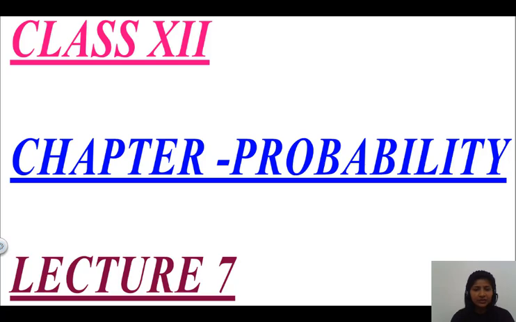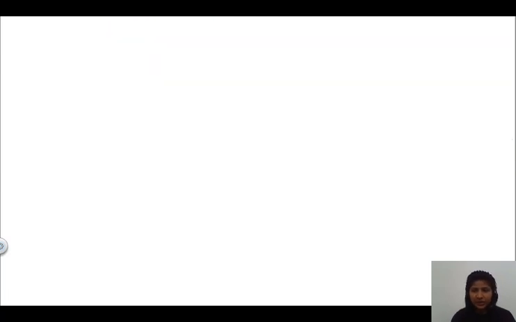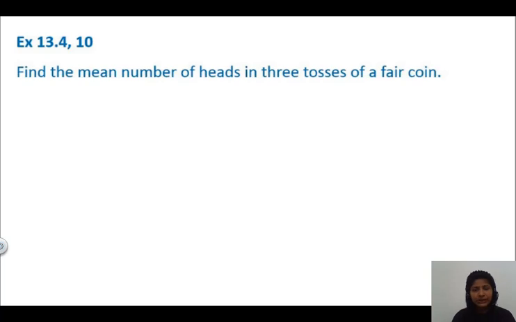In this lecture, we will discuss questions of exercise 13.4, the leftover questions of the exercise. So let us start with question number 10. In question number 10, they're asking: find the mean number of heads in 3 tosses of a coin.